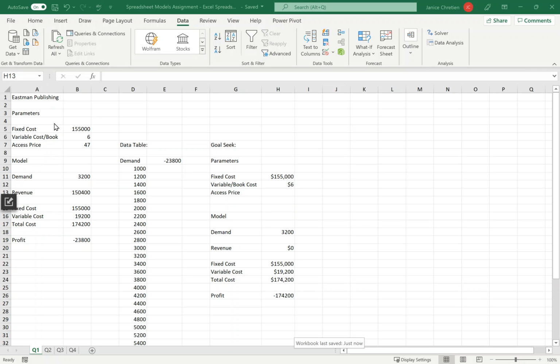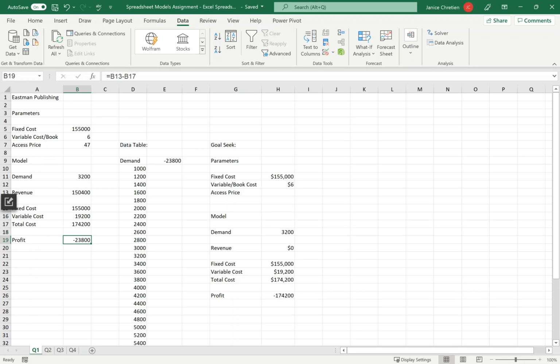So you'll want to put in your fixed cost, your variable cost per book, your access price, and your demand based on your question 1 information. And then the rest of these numbers will populate because there's formulas in there. And so for 1A, it wants to know what my profit would be based on these parameters. And for me, it's a negative 23,800.